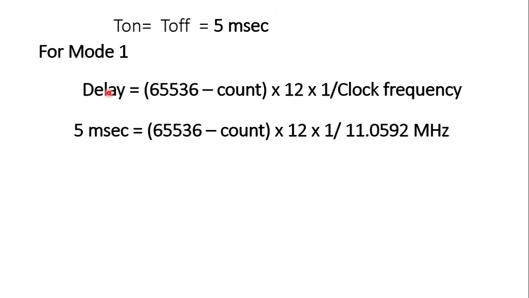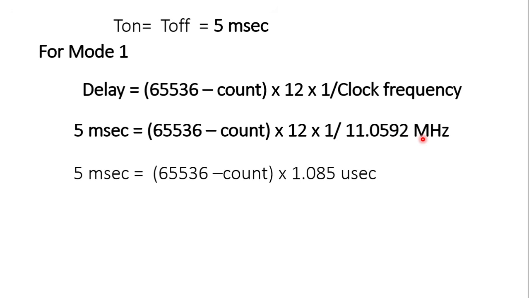So replace the delay with 5 milliseconds because 5 millisecond delay is to be calculated. 65,536 minus count into 12 into 1 divided by crystal frequency. In the question, it was asked to use the crystal having the crystal frequency 11.0592. That's why I have written 11.0592 megahertz. When you calculate this part, it comes to be 1.085 microseconds. So replace it with 1.085 microseconds.